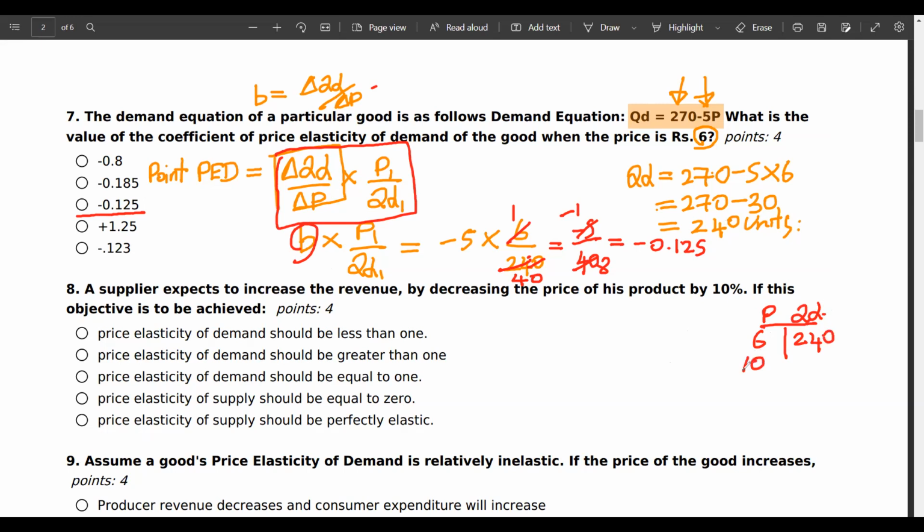Let's put 10 rupees. So if I put 10 rupees in place of 6, what will I get? 270 minus 5 into 10 is 50. 270 minus 50, that means I'll end up with 220, right? So here my price is increasing by 4. If I use this change in QD over change in price equation, change in price is 4, change in quantity demanded is minus 20. Then you see I end up with the same minus 5.